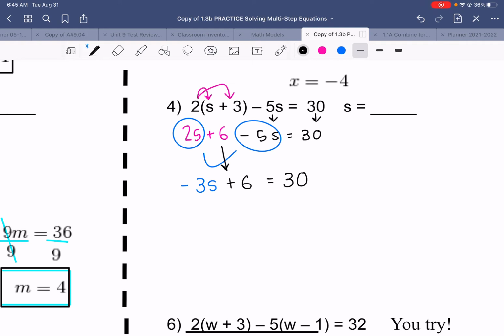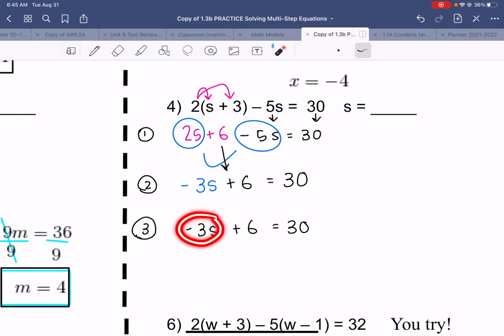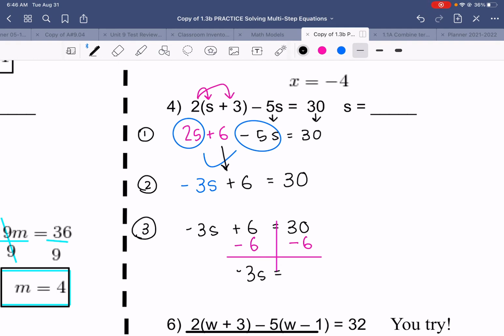All right. Now, this was step 1, this is step 2. Step 3 is to solve. Okay, so we have negative 3s plus 6 equals 30. We know we're ready to solve because all of our s's are combined together and all of our constants are combined together on one side. So we draw our railroad tracks. And step 1 of solving is undo the addition or subtraction. So right now it's adding 6. So in order to undo that, I subtract 6. I'm left with negative 3s equals 30 minus 6 is 24.